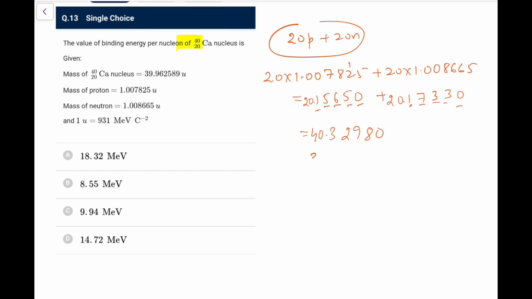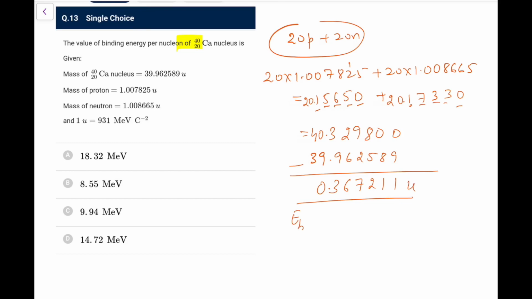This would be 39.96259, so put a 0 here. So subtracted is 1, 9 and 8 is 1, 7 and 5 is 2, 9 and 2 is 7, 12 and 6 is 6, 12 and 9 will be 3. So this is the mass defect.